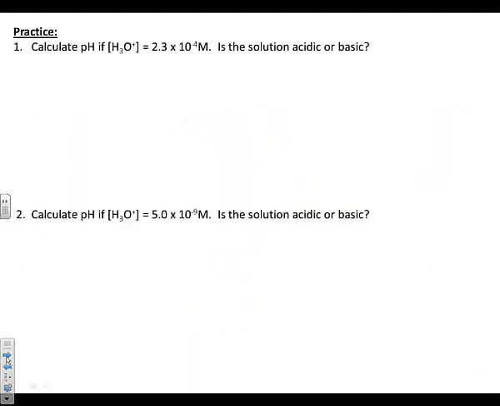Awesome, more math. Let's do some of these problems. Okay. We want to calculate the pH if hydronium is 2.3 times 10 to the negative 4 molar. And is it acidic or basic? So I know that the negative log of hydronium always gives me the pH. Okay. So if I have the concentration, then it's just take the negative log of that number, right? So we're just going to plug this number in the calculator. I'm going to hit the negative button, I'm going to hit the log button, and then I'm going to hit 2.3 times 10 to the negative 4 and hit enter. That's all you got to do.